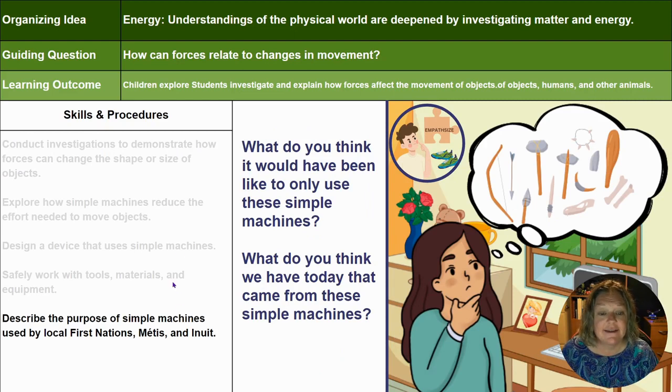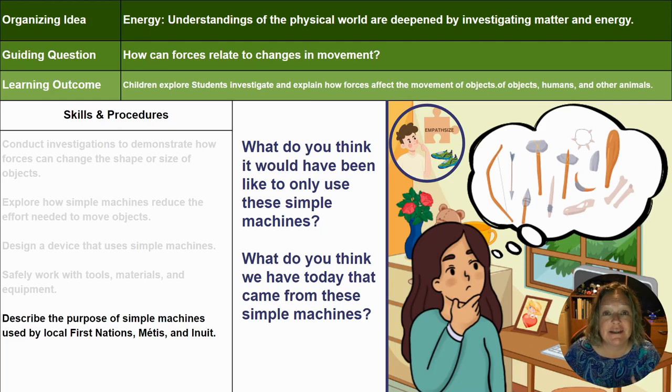When we're asking students to look at First Nation, Métis, and Inuit perspectives, we're definitely asking them to empathize, to put themselves in someone else's shoes. What do you think it would have been like to only use these simple tools? So once upon a time, we didn't have all of the things that we have today. People built and made simple tools to meet their needs. And what do you think it would have been like to live with just these things? What do you think that we have today that started as these simple machines?